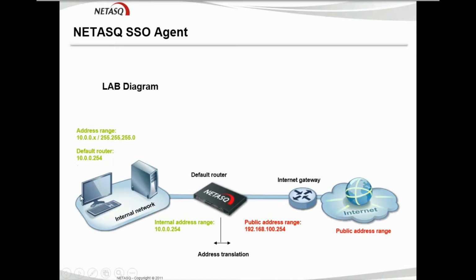The users in this network are on the subnet 10.0.0.x/24, and the Active Directory is also on the same network with the same subnet. So it's very simple, straightforward, and they are all going to the internet through the internal interface of Netasq, which is 10.0.0.254, and Netasq is doing NAT translation, and they're going through a public network on 192.168.100.254. Of course this is a private IP, but it's just for the sake of the lab. This subnet has access to the internet.